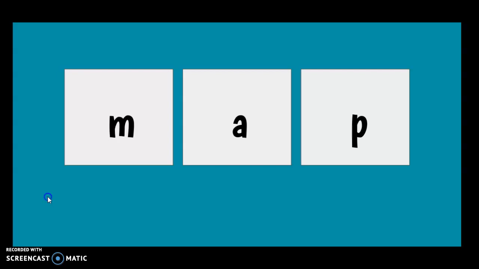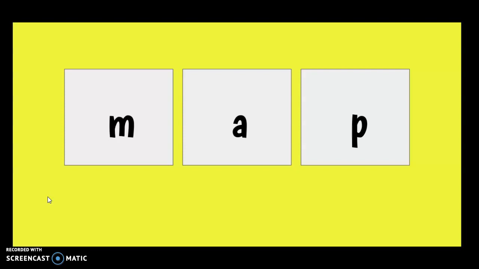Let's change it one more time. Okay, we're going to take out the M in map and let's make it a T this time. What would the word be if it starts with a T? Let's add in that T. Now we have t, app, tap.